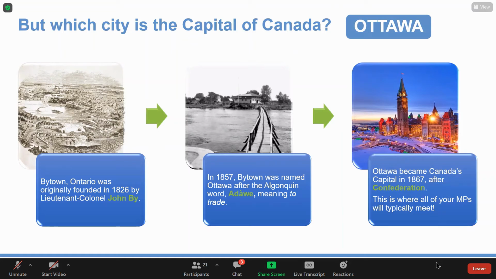This is where all of our MPs usually meet. So that's like the parliament, right, Mustafa? Yeah, the federal parliament. Okay.